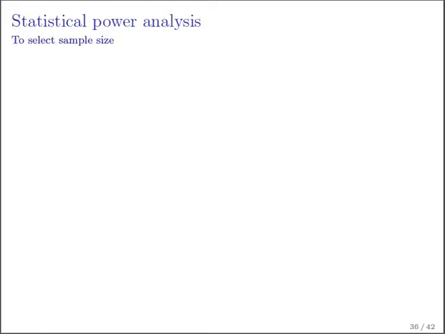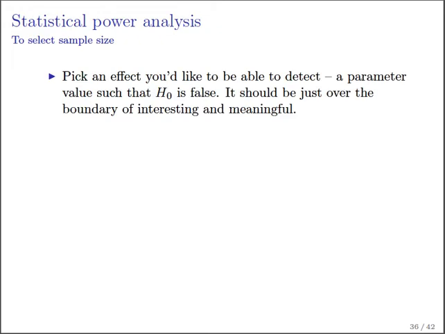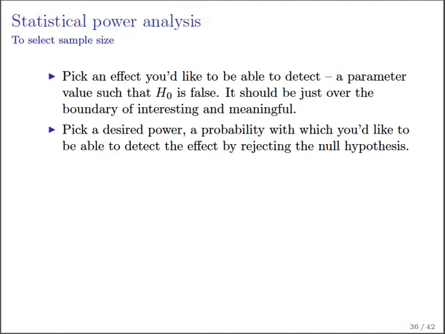So here's a general picture of how one could use statistical power analysis to select a sample size before seeing any data. You pick an effect that you'd like to be able to detect, which will correspond to a parameter value such that the null hypothesis is false. There will be infinitely many, but the one you should select should be just over the boundary of interesting and meaningful. If that were true, it would be scientifically meaningful and something you'd want to talk about.